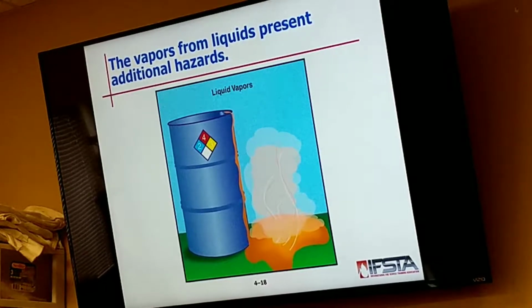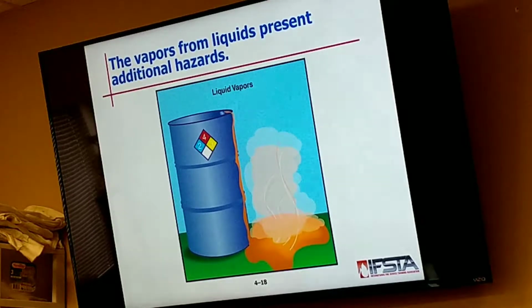The vapors from liquids present additional hazards. That makes the hazardous material mobile. Challenges the first responders. We gotta figure out which way the vapors are gonna go now. They travel a lot like gas. Much more difficult to detect than the liquid itself.